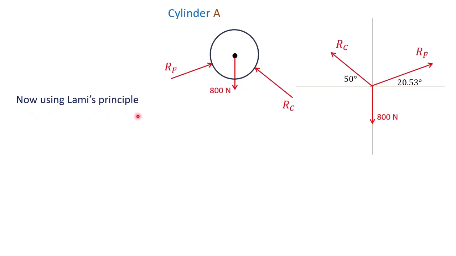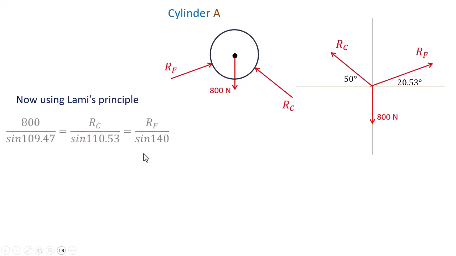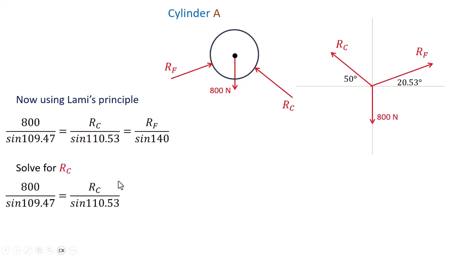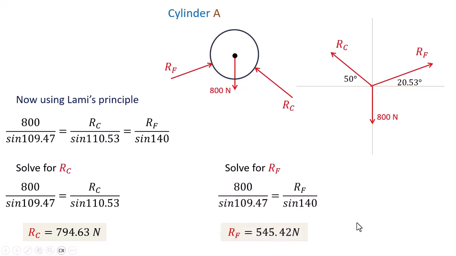Now, using Lami's principle, we can solve for RC and RF. Let's do it step by step. To solve for RC, we do these calculations and get the answer. Then we solve for RF, do the calculation, and we get the final answer here.